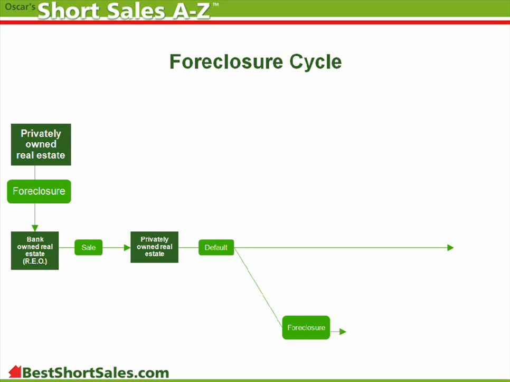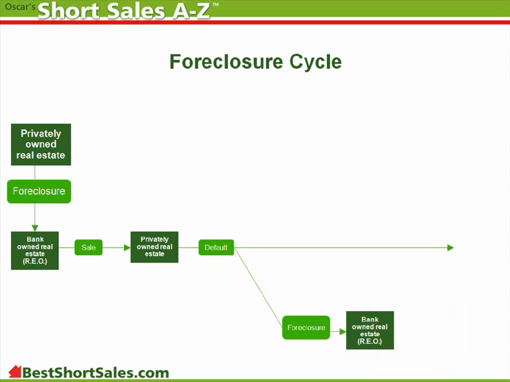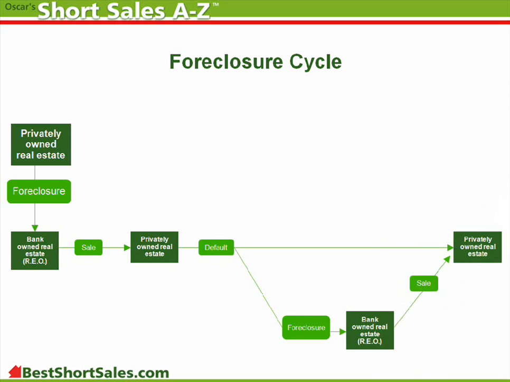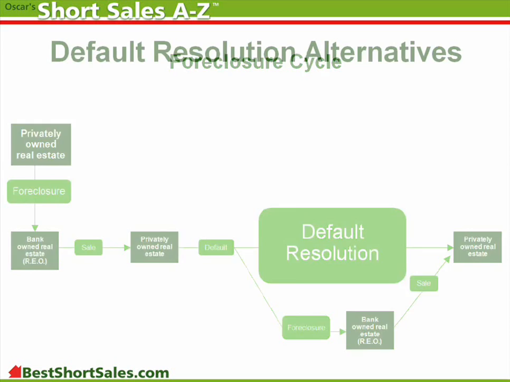If no one buys the property at the foreclosure sale, the property will become R.E.O. of another bank. This new bank will sell the property to another individual. Now the property will become privately owned real estate again. The option that most homeowners seek is default resolution.